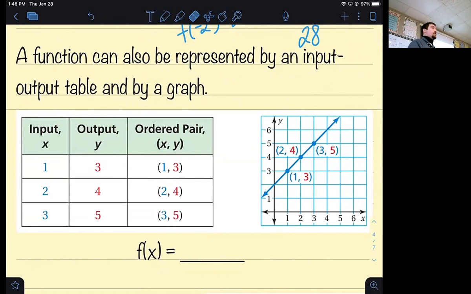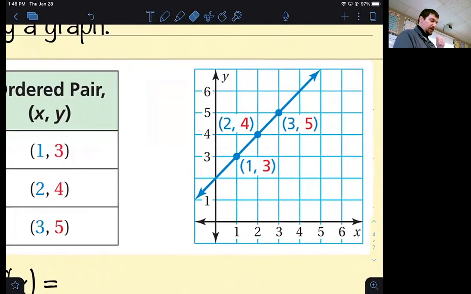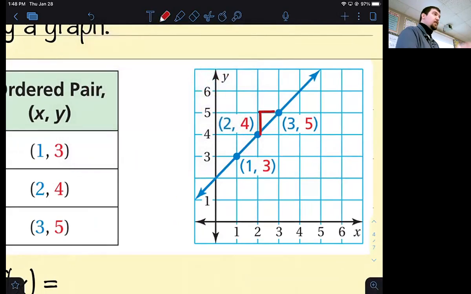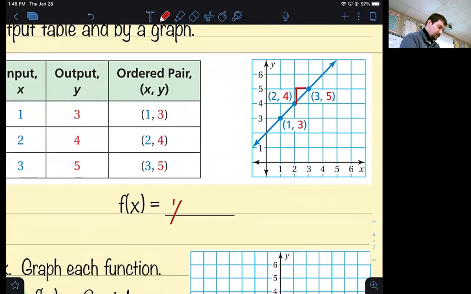So when I'm writing the slope-intercept form of a function, it's a lot easier to look at a graph and write it than it is a chart. So let's just look at the graph. What's the slope of that line? It rises 1, it runs 1, slope is 1. Where does it cross the y-axis? So y equals 1x. Or sorry, I've already got the f of x, that's my y. So y equals f of x equals 1x plus 2.